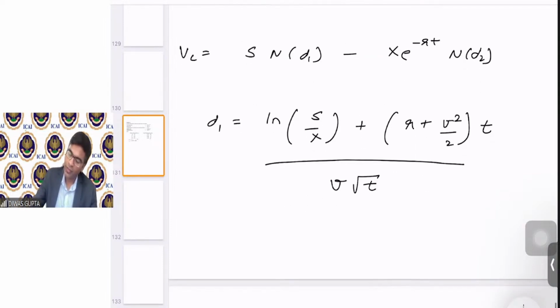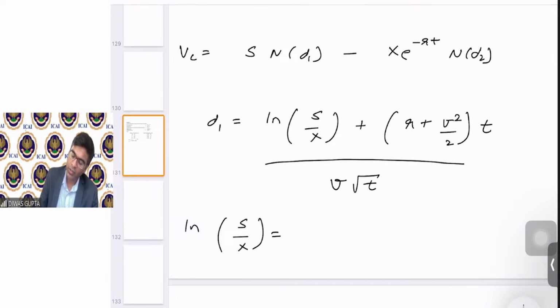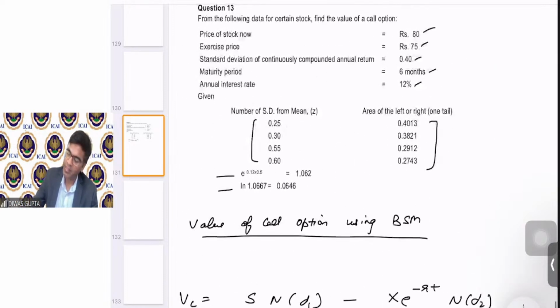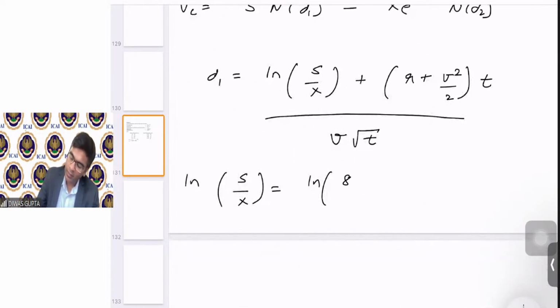Okay, so first of all, students, natural log of S by X is equal to natural log of what is S? Spot price 80. What is the exercise price? 75, students. This is equal to natural log of 1.0667.